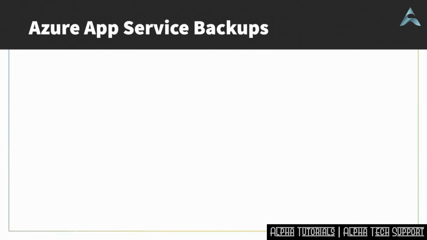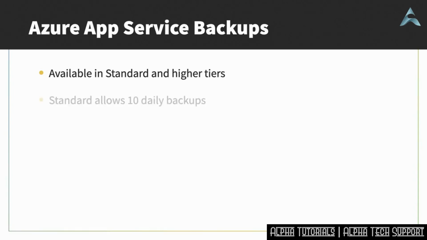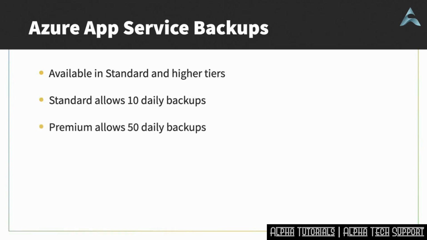So first of all, Azure App Service comes with built-in backups, so you don't have to worry about it. But this is a feature that is only available in the standard and upper tiers, like standard and premium. If you are talking about standard, it will do 10 daily backups a day. Premium reaches 50 daily backups.